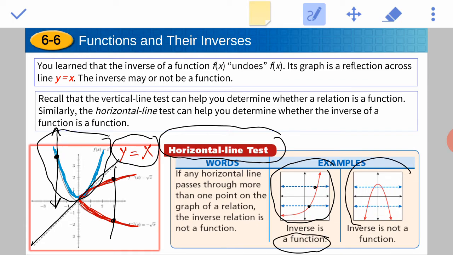Take this graph. We need to determine whether the inverse of this red graph is going to be a function or not. So we're going to apply the horizontal line test. We scan the graph with a horizontal line. As you see guys, when you scan the graph, there are 2 points of intersection at the same time. So the inverse of this red graph is not expected to be a function. It's not going to be a function. This is what we call the horizontal line test.